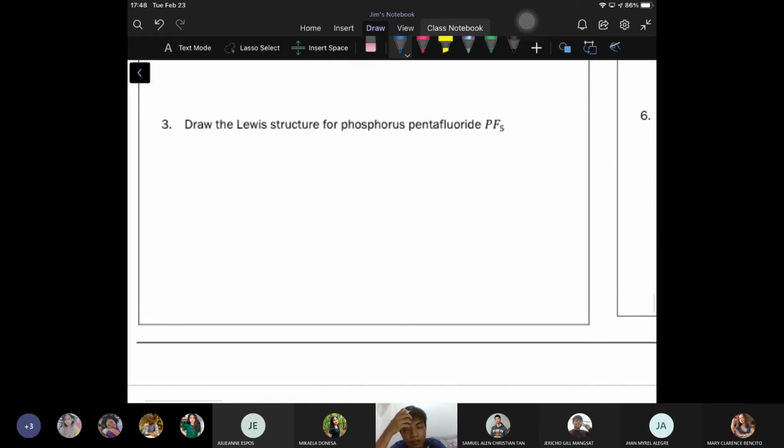Let's have this one, last one. After nito, proceed tayo with molecular geometry para tapos na. And feeling ko hindi pa natin matatapos yan. Okay. So, let's do number 3. Draw the Lewis structure for phosphorus pentafluoride. Okay. Phosphorus pentafluoride, PF5. Okay. So, any ideas? Violation ito ng octet rule, but alin doon?